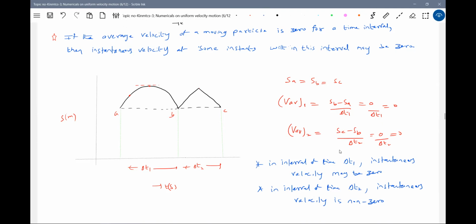If the average velocity of a moving particle is zero for a time interval, then the instantaneous velocity at some instant within this interval may be zero. Yes, no? It is zero at some points, yet non-zero at others. "Must be zero" is a wrong statement. "May be zero" is the correct statement. Agreed?